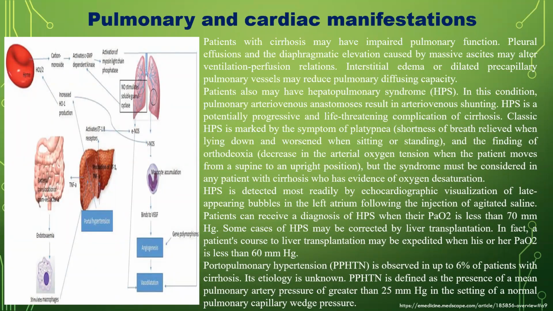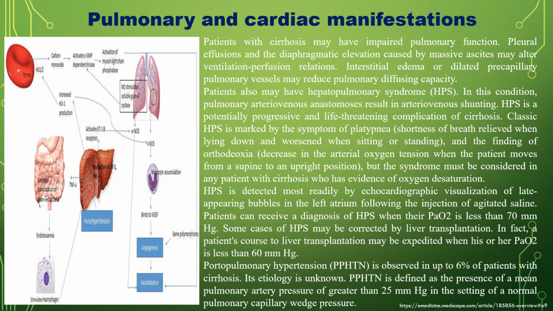Patients with cirrhosis may have impaired pulmonary function. Pleural effusion and diaphragmatic elevation caused by massive ascites may alter ventilation-perfusion relations. Interstitial edema or dilated precapillary pulmonary vessels may reduce pulmonary diffusing capacity. Patients also may have hepatopulmonary syndrome. In this condition, pulmonary arteriovenous anastomoses result in arteriovenous shunting. This syndrome is a potentially progressive and life-threatening complication of cirrhosis.